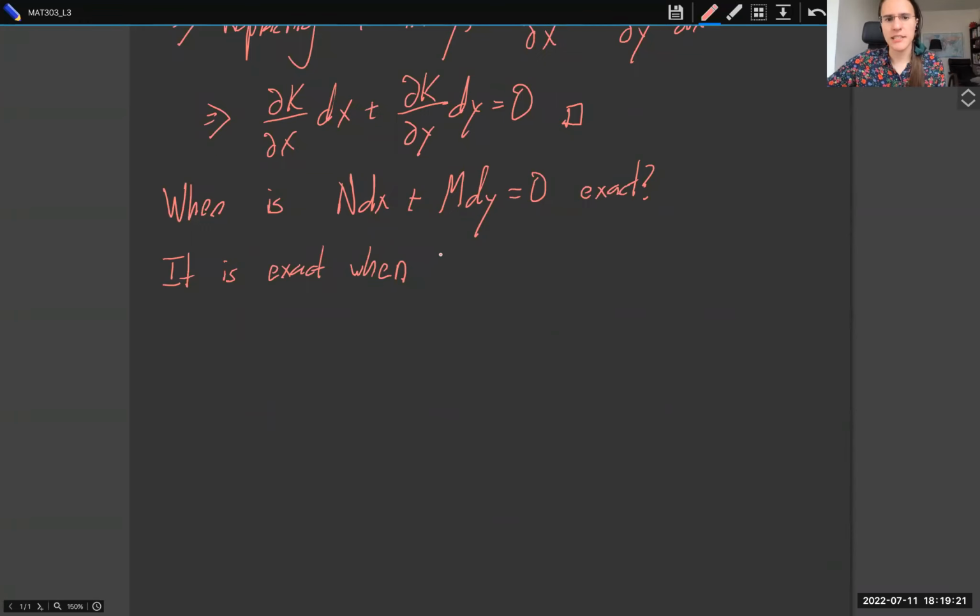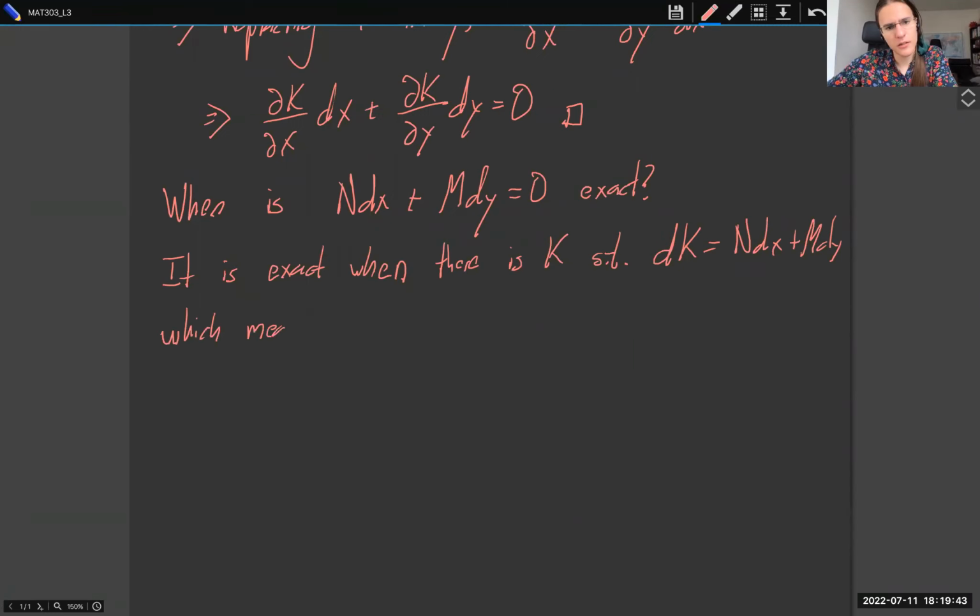So the definition is when there is a function k, so that dk is this. Which means that the partial derivative of k with respect to x is equal to n, and the partial derivative of k with respect to y is equal to m.